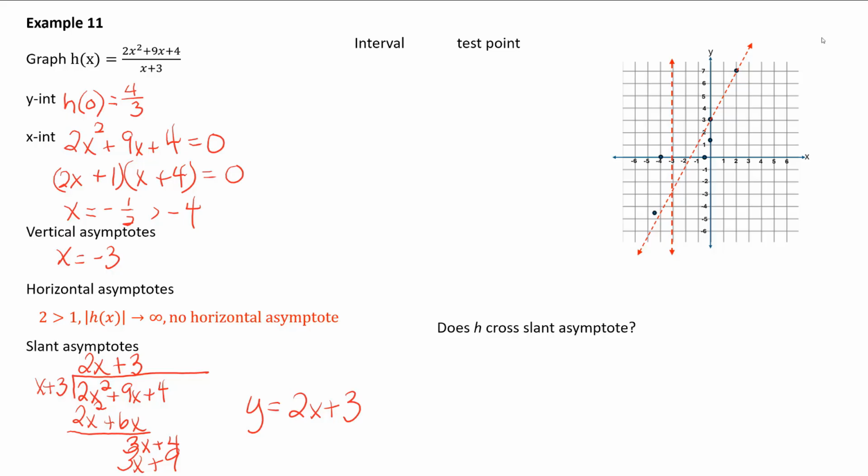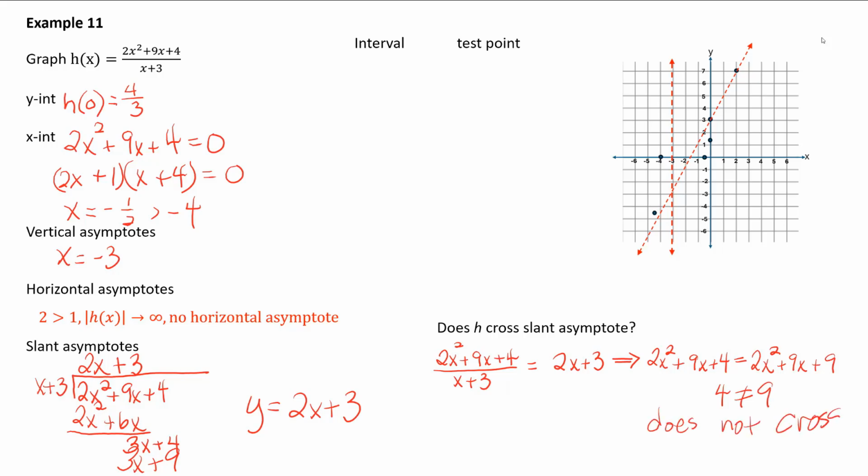To find out if the function crosses this slant asymptote, you would again set the function equal to the slant asymptote and see if it can equal that. So we've got our function, 2x squared plus 9x plus 4 over x plus 3. And we want to see if that can be equal to 2x plus 3, the slant asymptote. So we would multiply both sides by x plus 3, and we'd have 2x squared plus 9x plus 4 is equal to 2x squared plus 9x plus 9, and 4 does not equal 9, so it does not cross the asymptote because the function can't equal the asymptote.